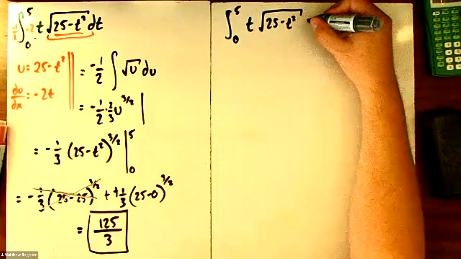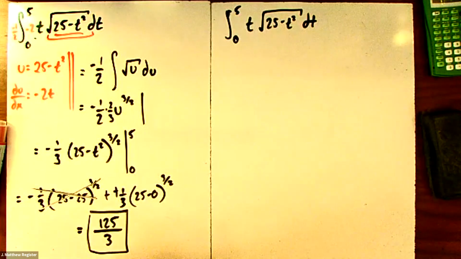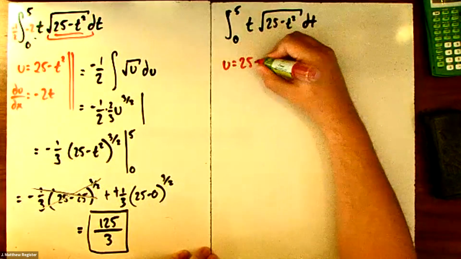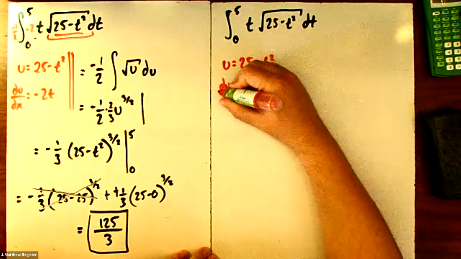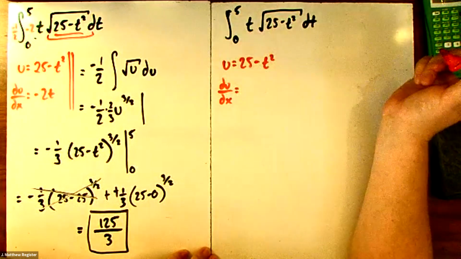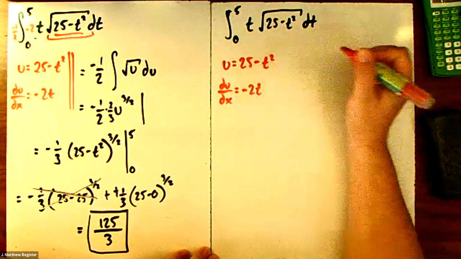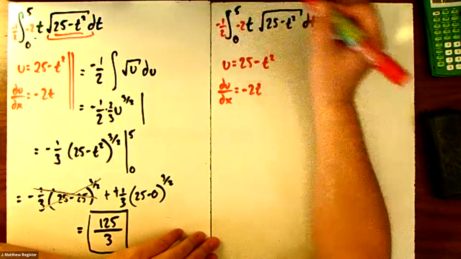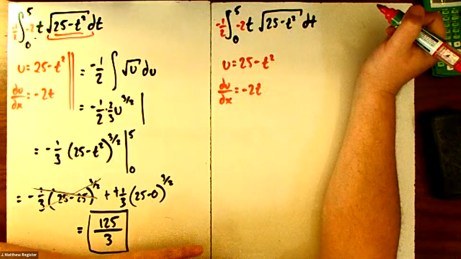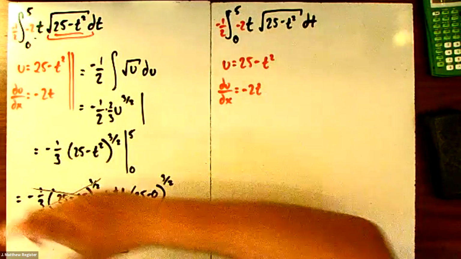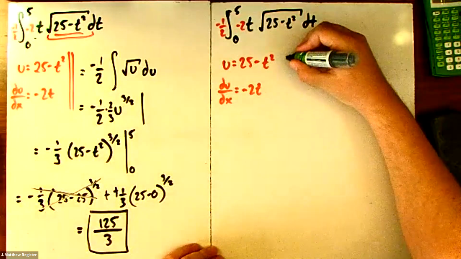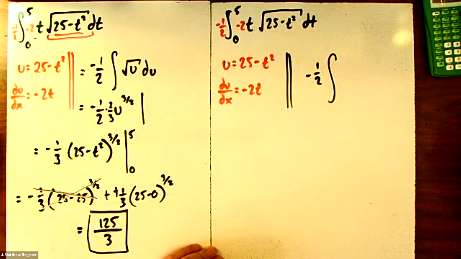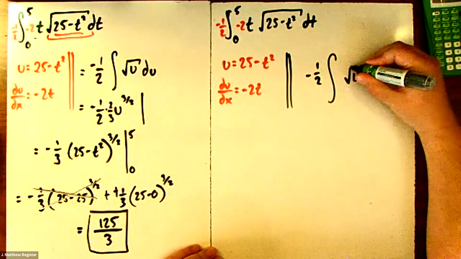And the problem starts out in much the same way. And so we will start by figuring out what our u is. And so our u is going to be 25 minus t squared. Our du dx is going to be negative 2t. And so we know we're going to need our negative 2 in here. We know we're going to need our negative 1/2 to balance it. And so we can rewrite that as the negative 1/2, the integral of square root of u du.